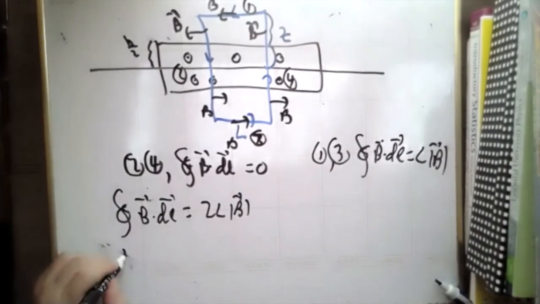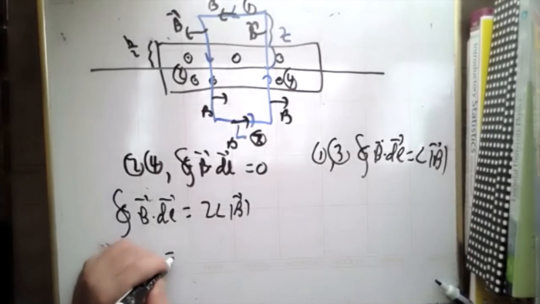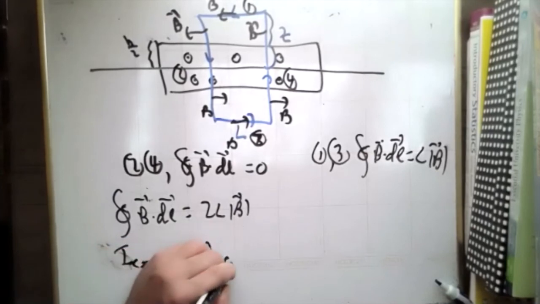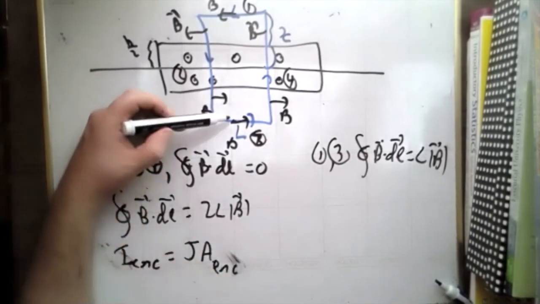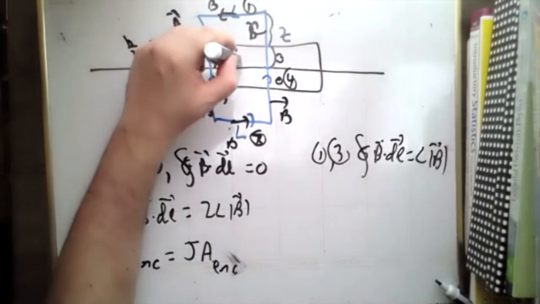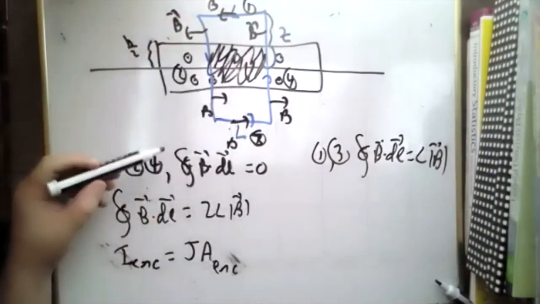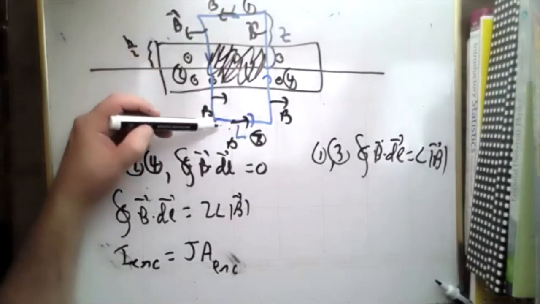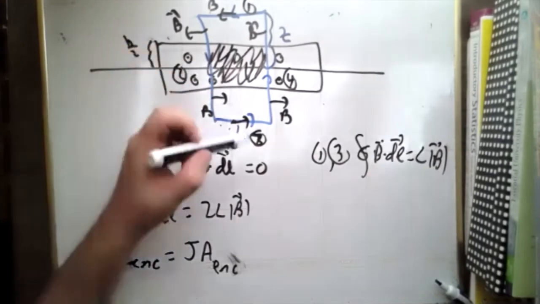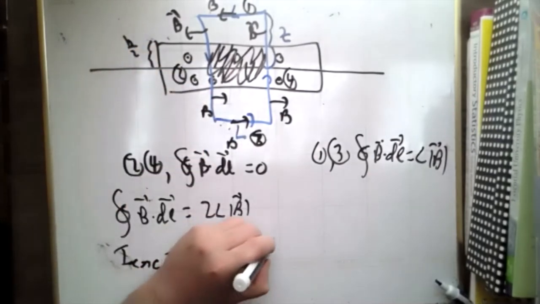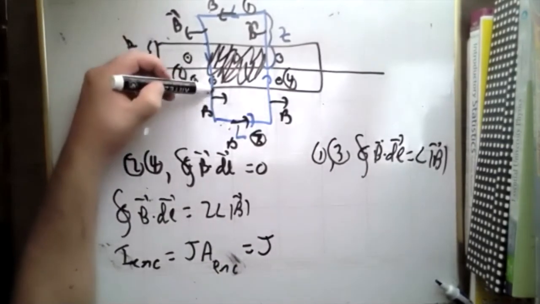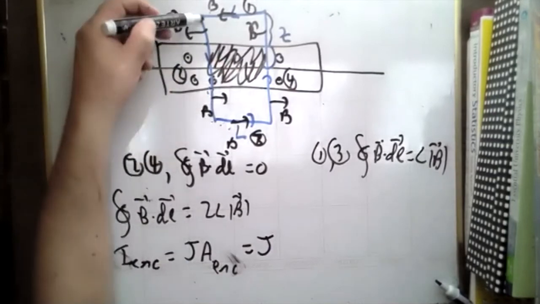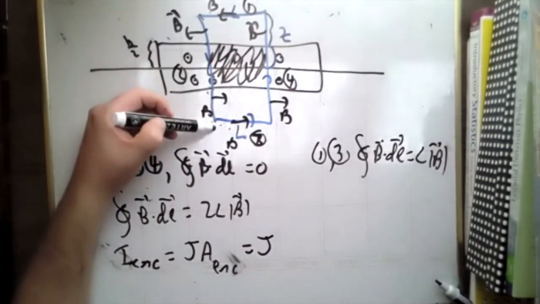My I enclosed will be J times my area enclosed that actually contains current. My current doesn't flow all the way out. The current is only right here. The current does not go all the way to the top and the bottom. So my area enclosed will be this distance, which is b times L, not all the way out to Z, 2Z times L.